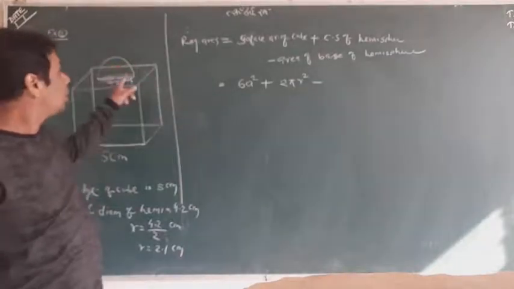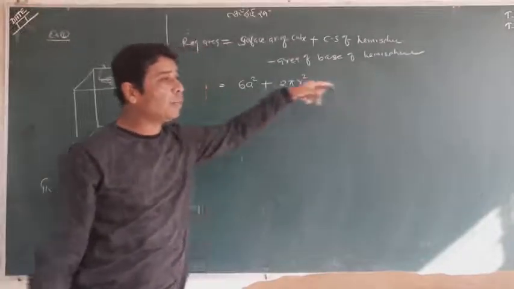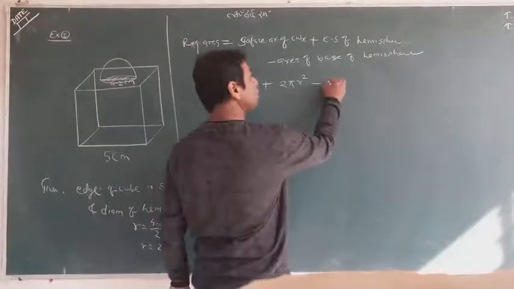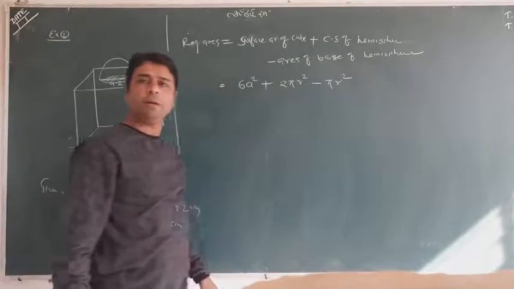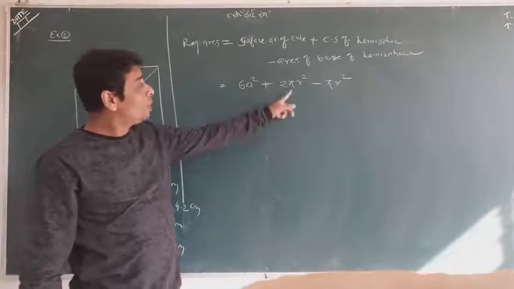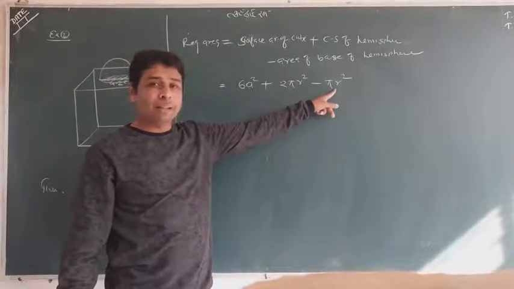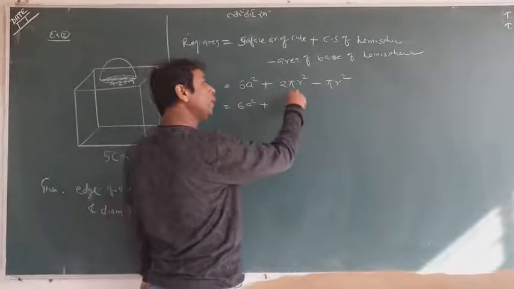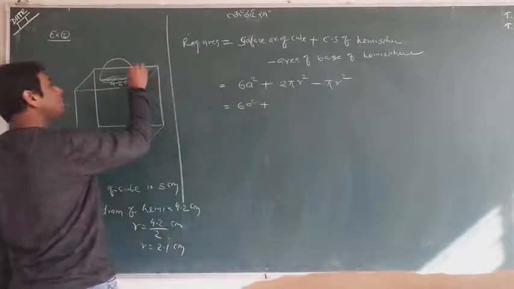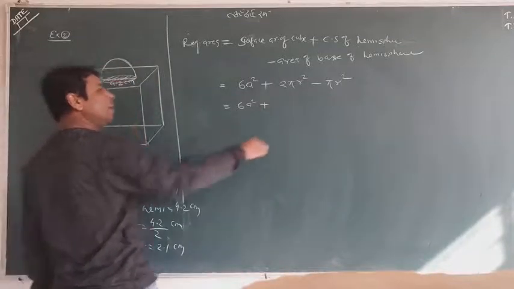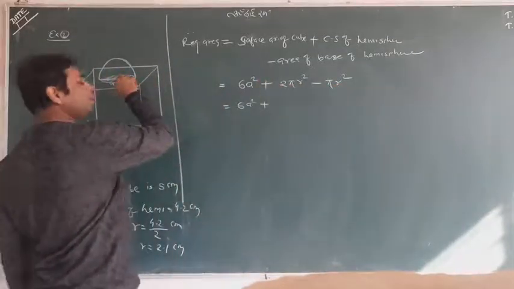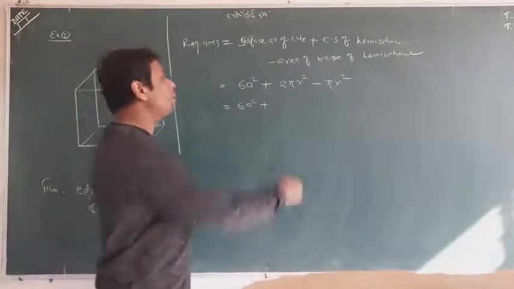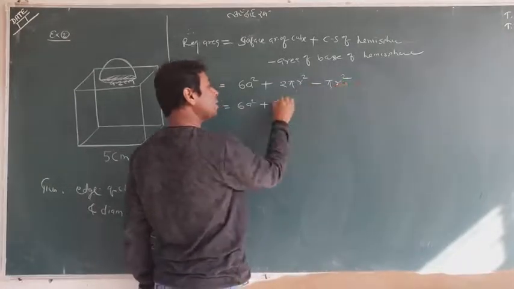Minus the area of the base of the hemisphere. So what is the base? It is a circle. So the area of the circle is pi r square. Simple. Now don't put the values yet. These are two like terms. So you subtract 2 pi r square, which was the curved surface of the hemisphere, minus pi r square, which is the area of the base of the hemisphere, which is a circle. So 2 pi r square minus pi r square is pi r square.